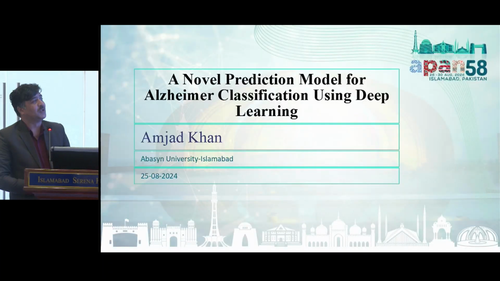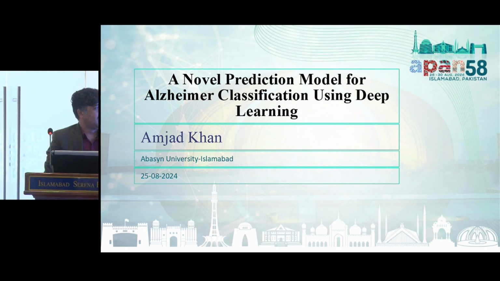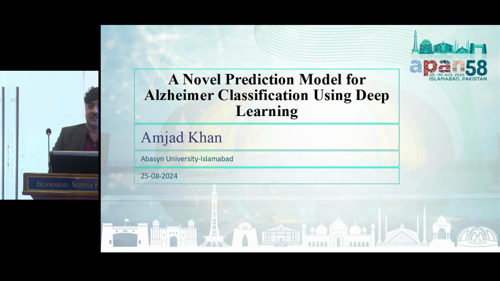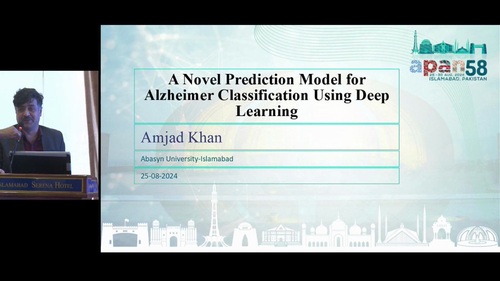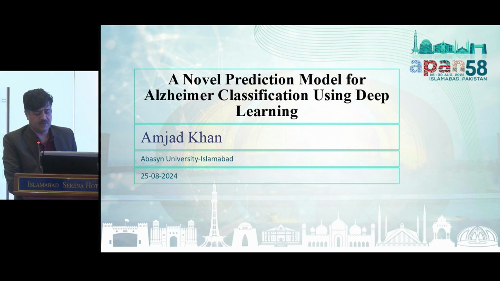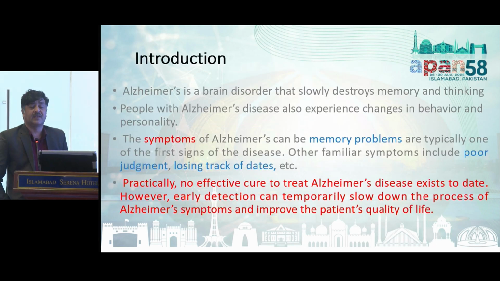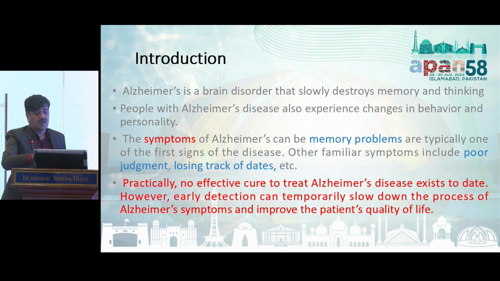So, my name is Amjad Khan. I am presenting the novel prediction model for Alzheimer's classification using deep learning. I am from Bahria University Islamabad campus, as an associate head of the Department of Computer Sciences. In this research, two of my students, Syed Ahmed and Bilal, worked under the supervision of Dr. Sadaf Tanveer and Dr. Amjad Khan.